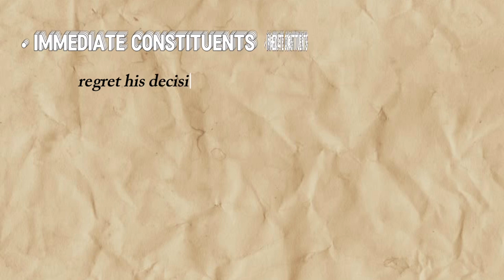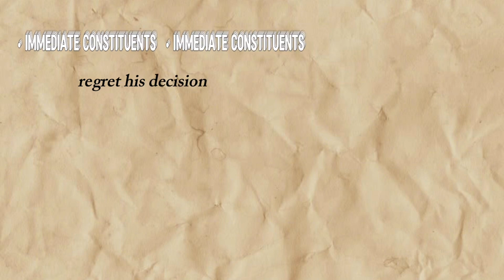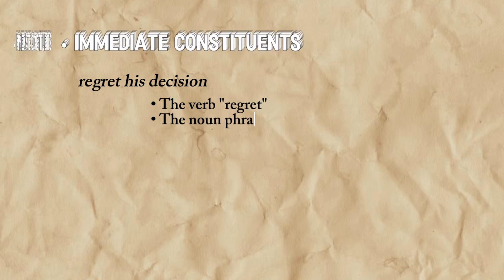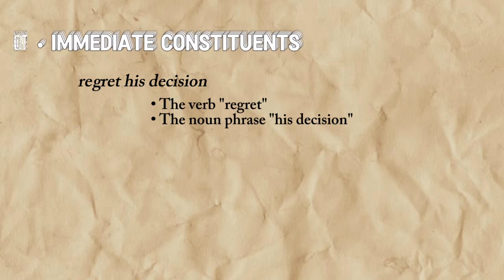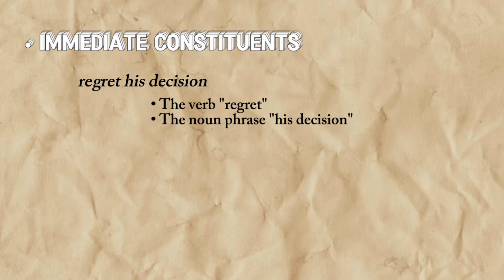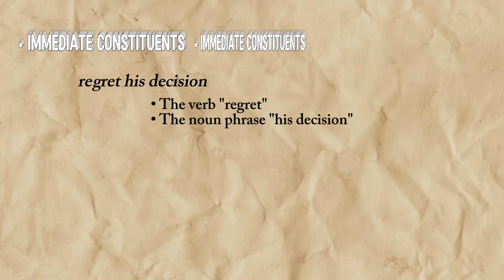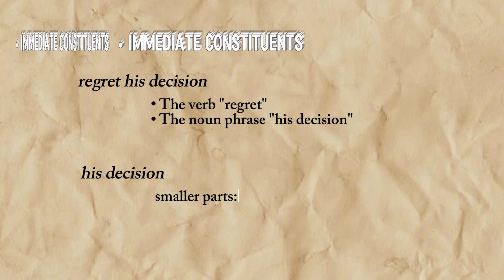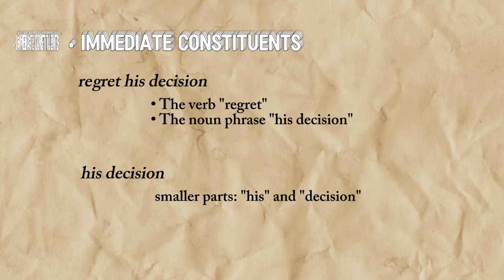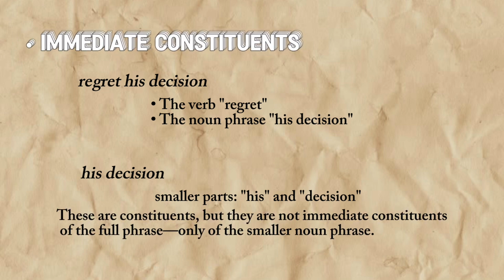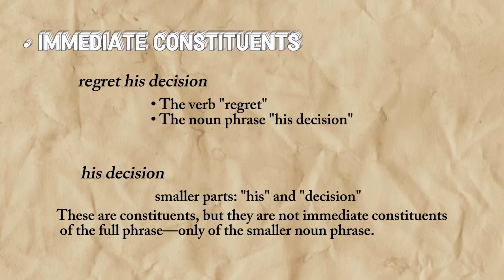Let's look at the phrase, "regret his decision." If we treat this as one larger unit, its immediate constituents are the verb regret and the noun phrase his decision. These two parts are the ones that directly combine to form the full phrase. However, within the phrase his decision, there are smaller parts, the word his and the noun decision. These are constituents, but they are not immediate constituents of the full phrase, only of the smaller noun phrase.